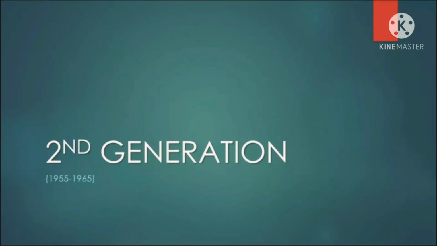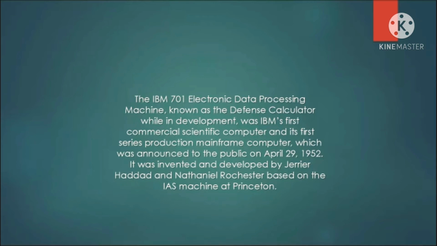The next evolution is the second generation, between 1955 and 1965. The IBM 701, or Electronic Data Processing Machine, known as the Defense Calculator, was IBM's first commercial scientific computer and its first series production mainframe computer, which was announced to the public on April 29, 1952. It was invented and developed by Jerrier Haddad and Nathaniel Rochester based on the IAS machine at Princeton.